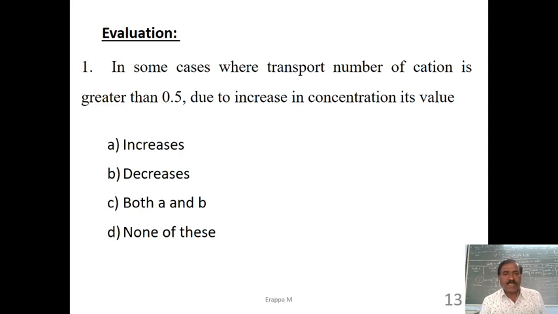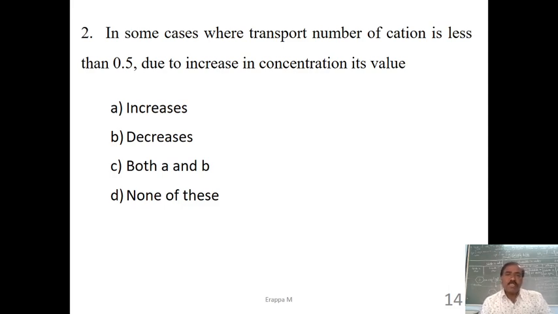Question number 1. In some cases where the transport number of cation is greater than 0.5, due to increase in the concentration, what is its value? Four options are given: A increases, B decreases, C both A and B, D none of these. The correct answer is A, it increases.